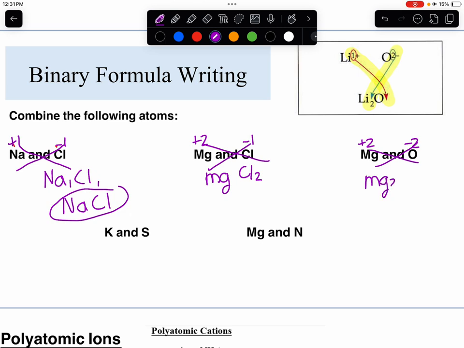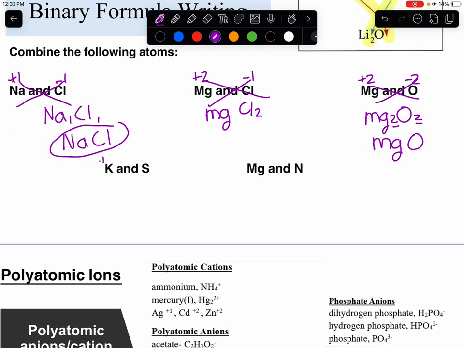You can write this as Mg2O2, but you're going to start to learn that when they're a number that can be simplified, you can simplify it. And it could be Mg1O1 or just MgO is more commonly the way we see it written. So K, group 1, S-2. Again, you're going to have to memorize these charges. So this becomes a K2S.